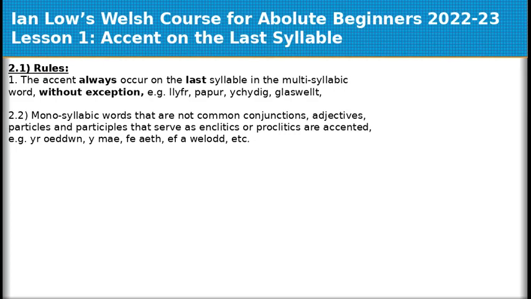So for example, in the verbal phrase oeddwn, the word is single syllabic. It means that. So when we say oeddwn, that means that I was. So the word is an enclitic to oeddwn, and it is non-accented. And the same applies to other verbal constructions, which means that he is, or it is, or she is. The word is unaccented.